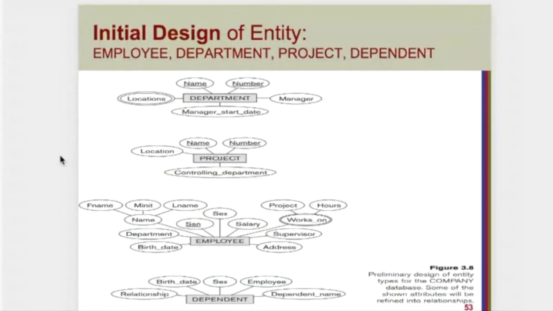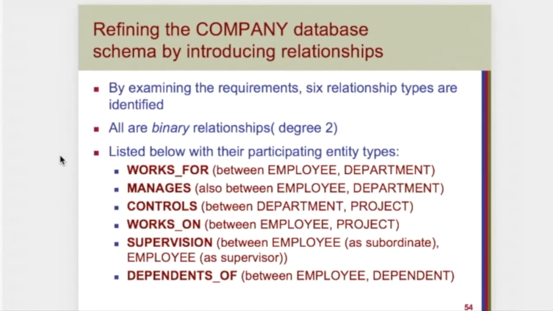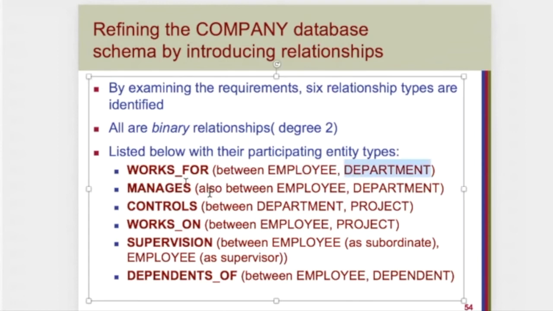We have to link them together, that is, relationships, that is, associations. So the first relationship between employee and department is works for. An employee works for a department. Similarly, another relationship between employee and department is that one employee manages one department, and one employee will be the manager. Then another relationship, between department and project, is that a department controls a project.